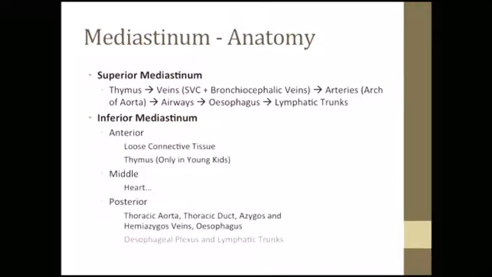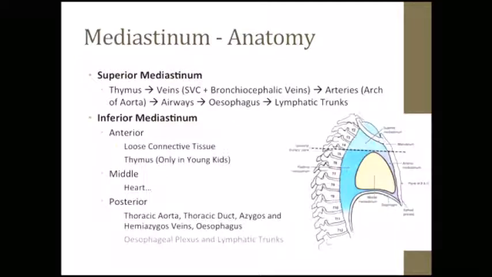Inferior mediastinum, you have three parts to it: anterior, middle, posterior. They're separated by the pericardium. In front of the pericardium, there's the anterior inferior mediastinum, and that contains loose connective tissue and the thymus in young kids. In the middle, you have your heart, so I won't be going through that. Posterior, behind the most posterior part of the pericardium, you have your thoracic aorta, thoracic duct, esophagus, and hemiazygos veins, and all the other things are there as well.